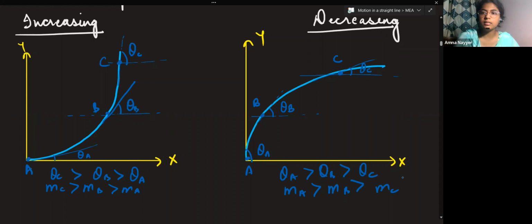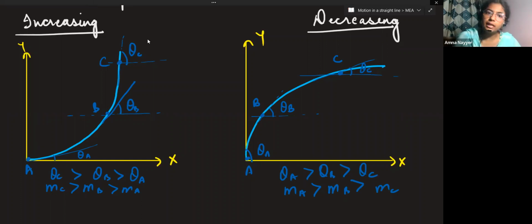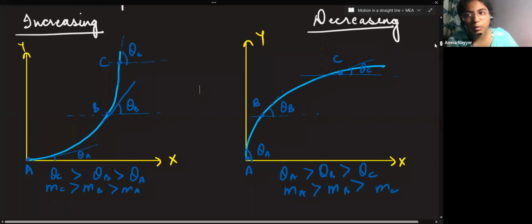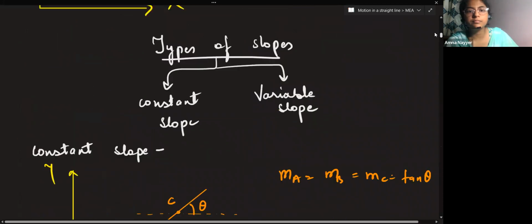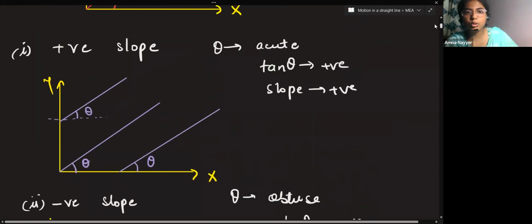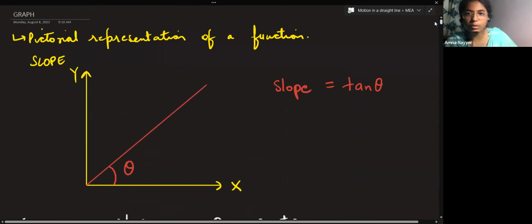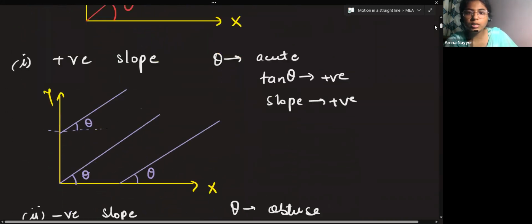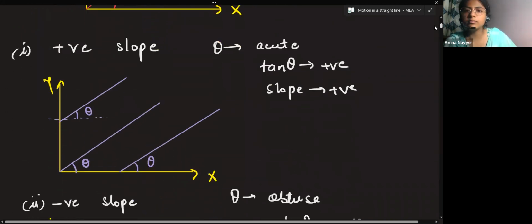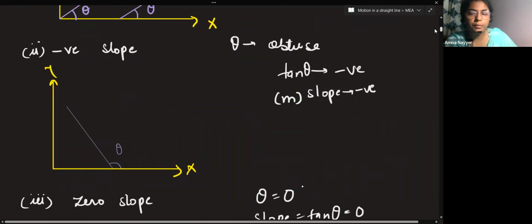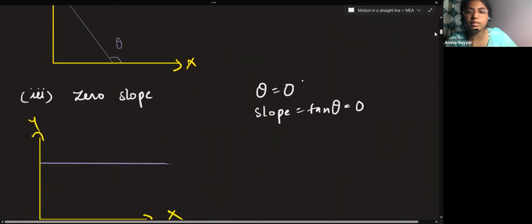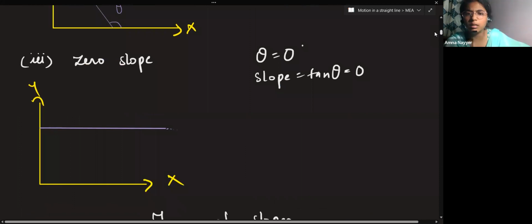I'll repeat once. In short, I'll repeat it. Then we'll take a break of 5 minutes. You'll go through everything. Wherever you have doubts, then we'll move further. See, slope is this angle that we talk about, which is given by tan theta. Positive slope means tan theta positive, theta acute. Negative slope means theta obtuse, tan theta negative. Zero slope means theta is zero, constant, plain line.